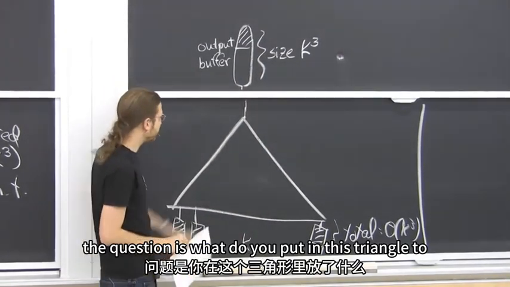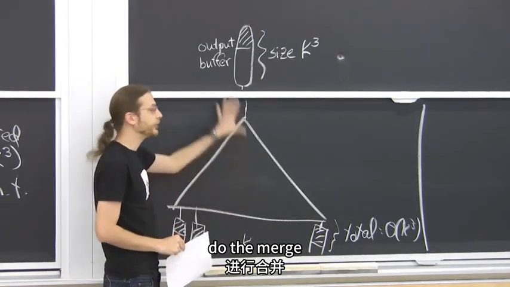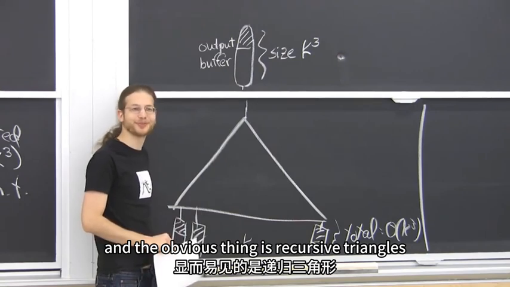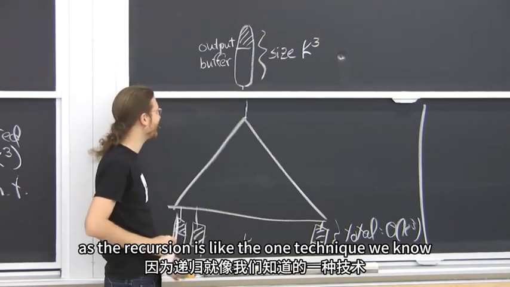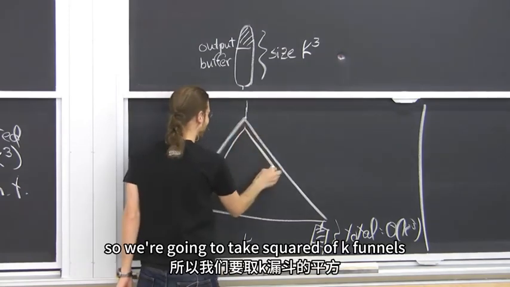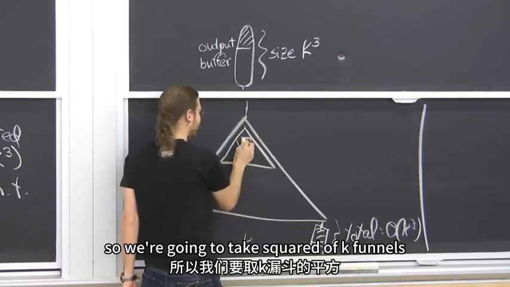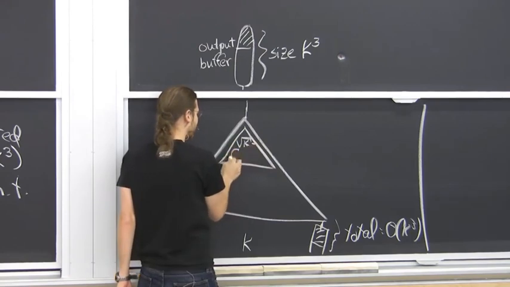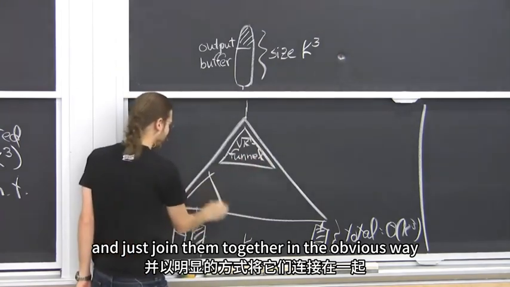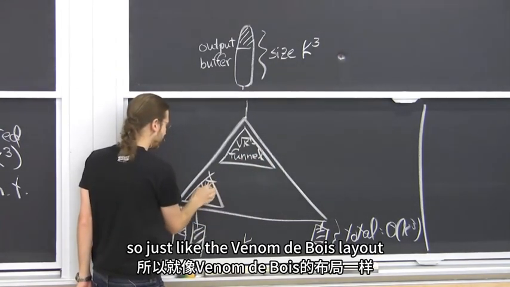Okay, the question is, what do you put in this triangle to do the merge? And the obvious thing is recursive triangles. Recursion is like the one technique we know in cache oblivious data structures. So we're going to take square root of k funnels and just join them together in the obvious way. So just like van Emde Boas layout.